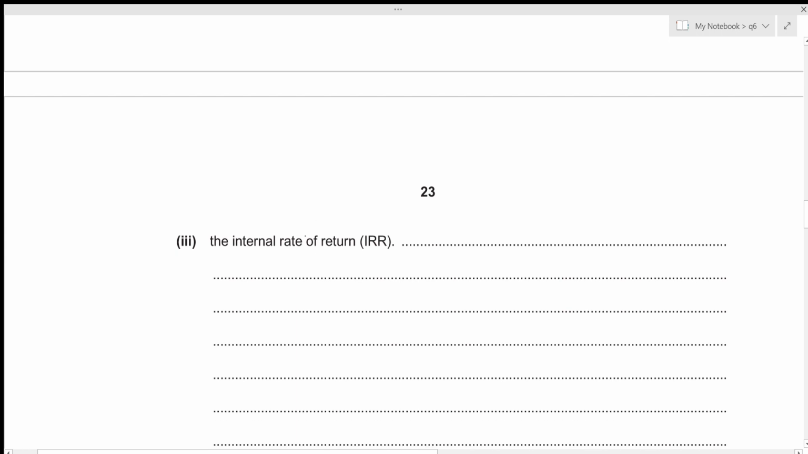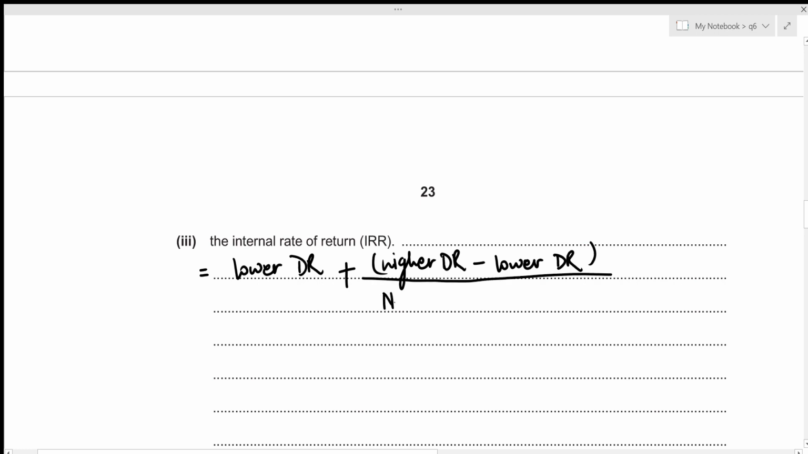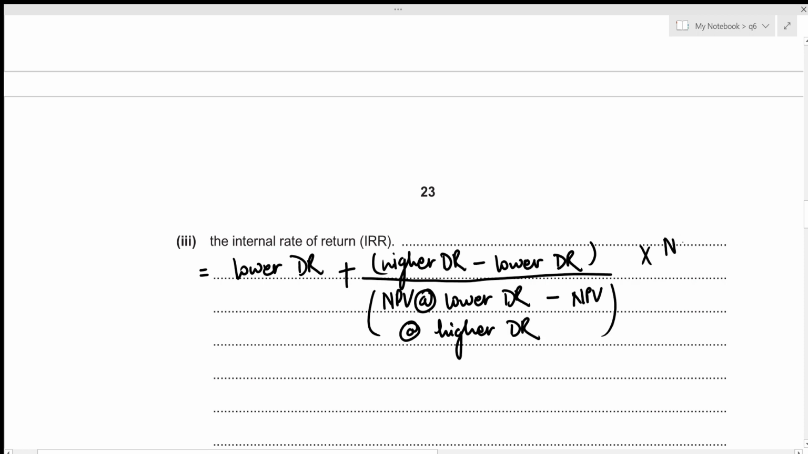Now we need to figure out our internal rate of return. Okay, this is quite tricky. The formula for internal rate of return is going to be the lower discounting rate plus the higher discounting rate minus the lower discounting rate, divided by the NPV at lower discount rate minus the NPV at higher discount rate, times our net present value at the lower discount rate.